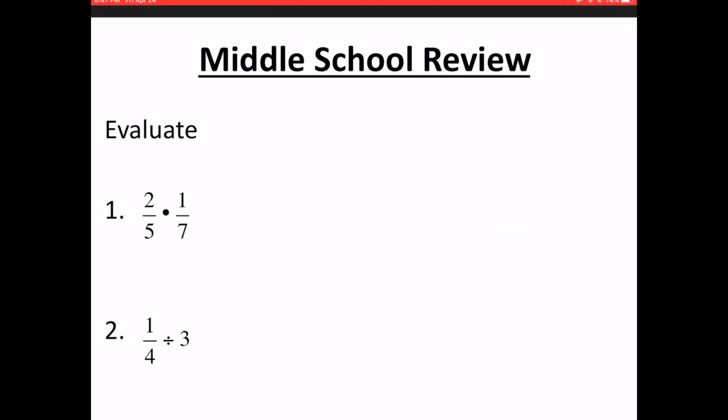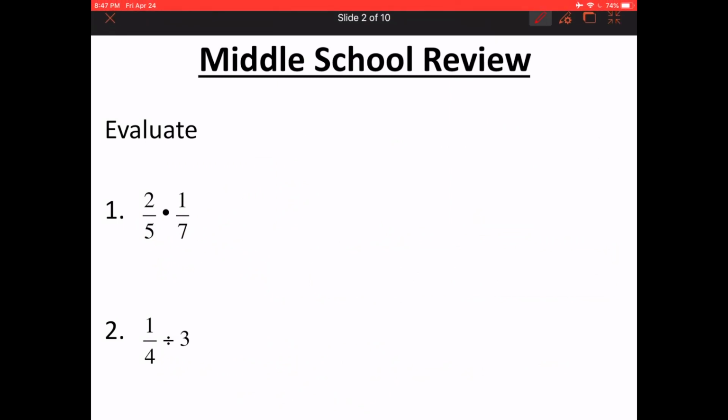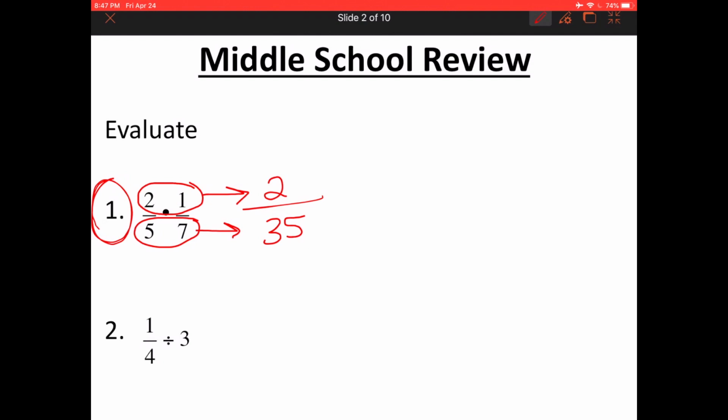So let's start with a little bit of review, because again, we're just multiplying and dividing fractions. So this should be something that is familiar to all of you. Here in example 1, 2/5 times 1/7. When we are multiplying fractions, we just multiply the numerators straight across. So we get 2. We multiply the denominators straight across, and we get 35. If we can simplify, we do, but there's nothing to simplify. So my final answer for number 1 would be 2/35.